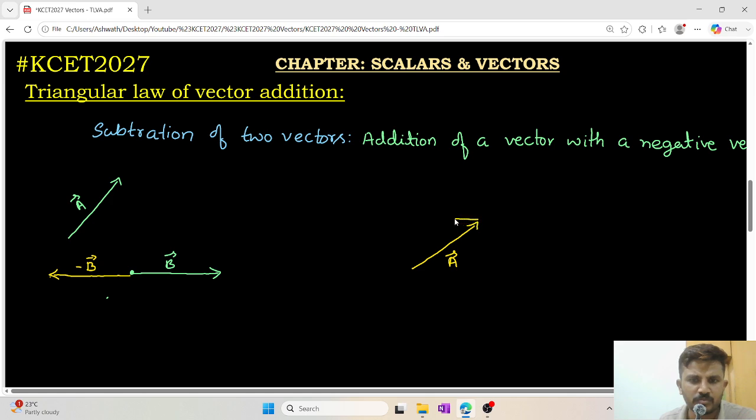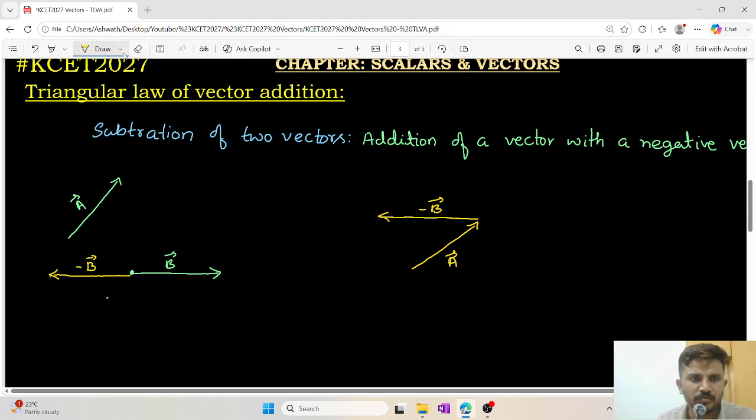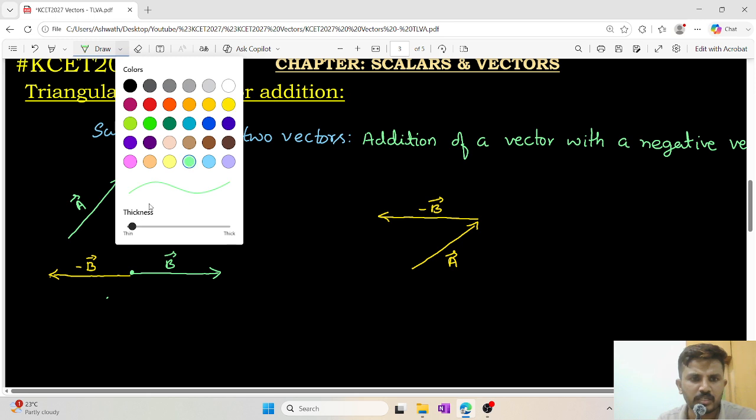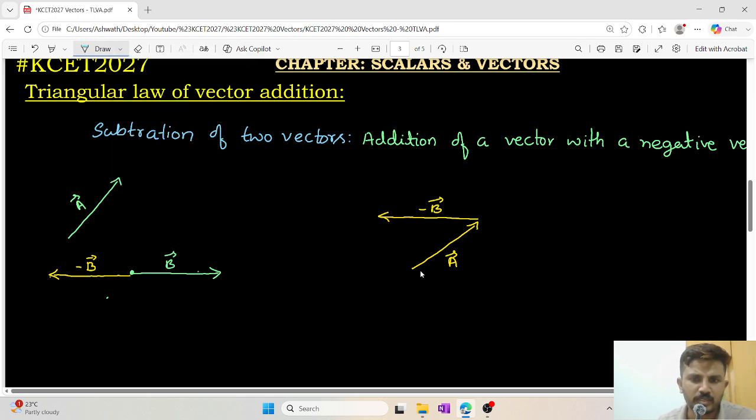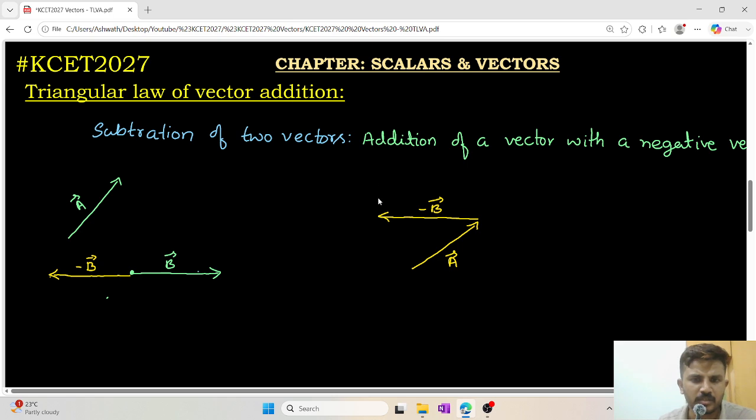So from here itself I will draw vector b. Let's consider this vector b. Then here if you see, these two vectors are taken in one order, right? Vector a and vector b are taken in one order. Then the resultant is given by the third side of the triangle taken in the opposite order. This is a plus of minus b. This is nothing but a minus b. This is called the triangular law of vector addition.